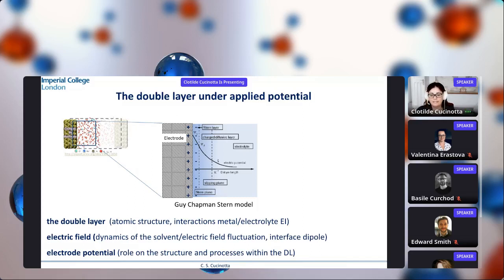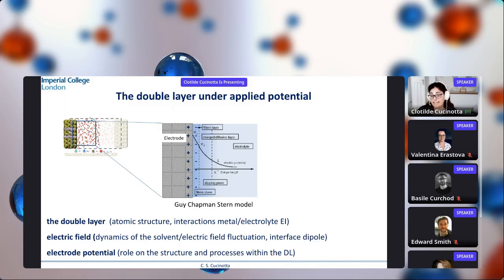Starting from what is the double layer? The double layer is an important structure that forms every time different materials get in contact. There is a charge polarization which leads to the formation of a strong interfacial electric field, which is huge. It's of the order of millions of volts per square centimeter, and electrochemical transformations occur essentially in this environment.